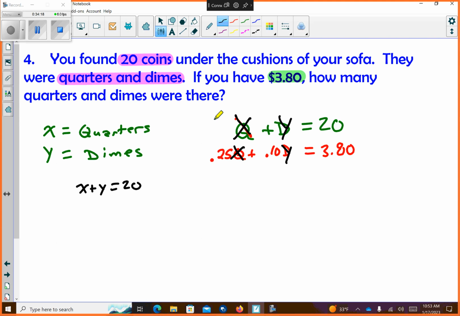Okay, I like this first equation just fine. The second equation is not my best friend. The one in red is not my best friend. It's got the D word in there. Decimals. So, if I multiply everything here by 100, I wind up getting 25x plus 10y equals 380. Okay, now I don't have decimals.